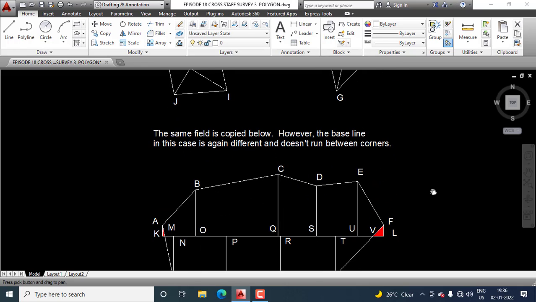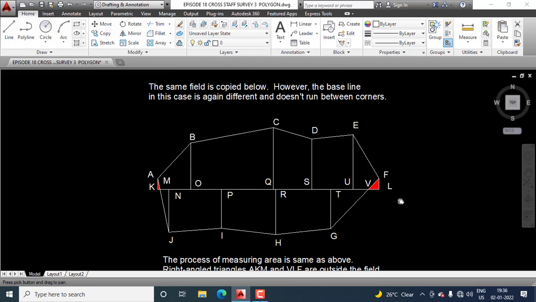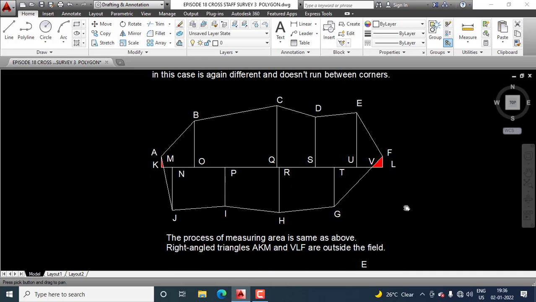The same field is copied below. However, the baseline in this case is again different and doesn't run between corners. Here the baseline is KL. The process of measuring area is the same as above. Right angle triangles AKM and ELF must be deducted.